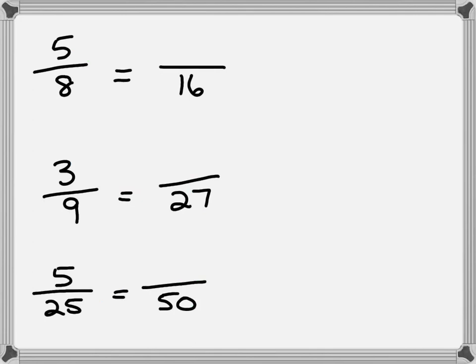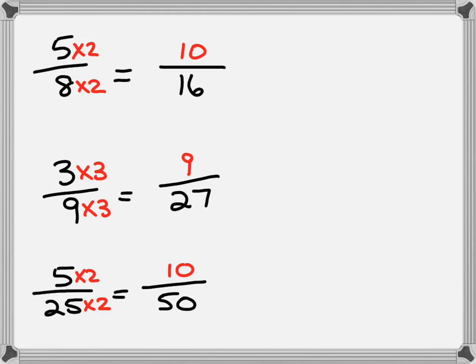Wow, what do we have here? We have 8 becomes 16. So 8 times 2 became 16. So we're going to do the same at the top. That becomes 10 over 16. 9 times what to get to 27? 9 times 3. Do the same at the top. That becomes 9. 25 times what to get to 50? You might not know that, but 25 times 2, because 25 plus 25 is 50. Now we do the same to the top. 5 times 2. There we go. Okay, so 5/8 is the same as 10/16. 3/9 is the same as 9/27. 5/25 is the same as 10/50.